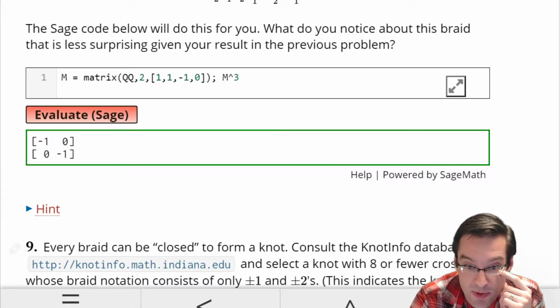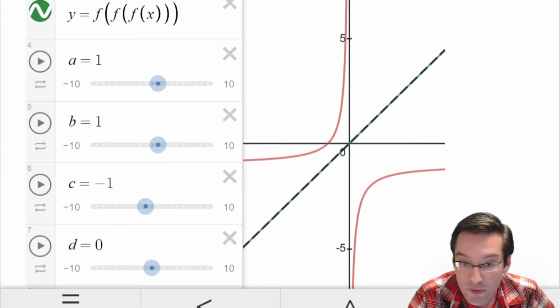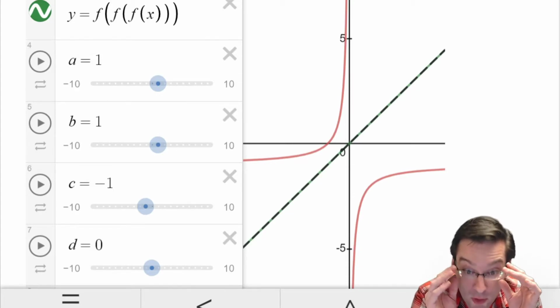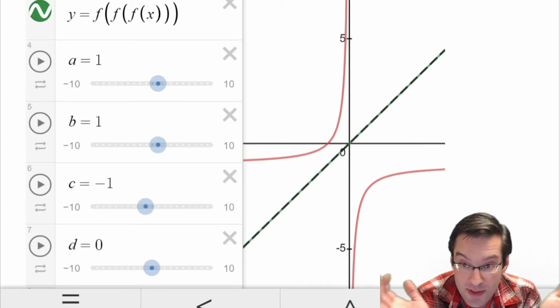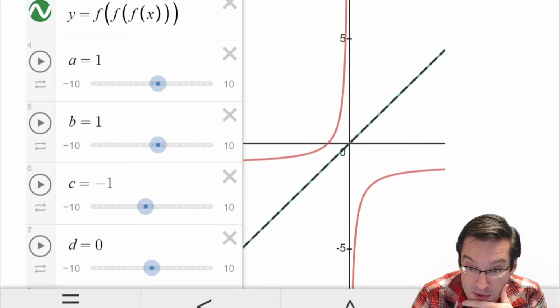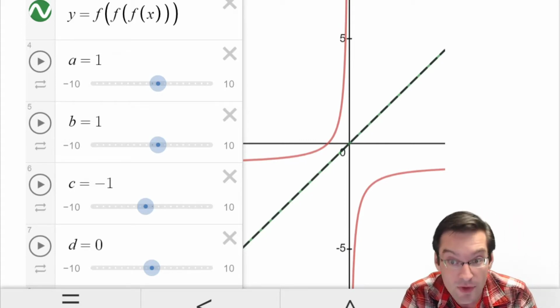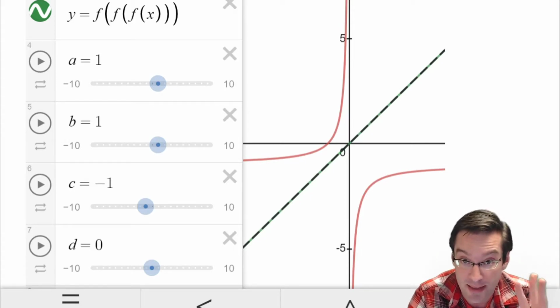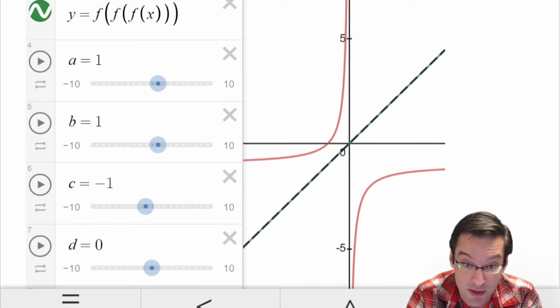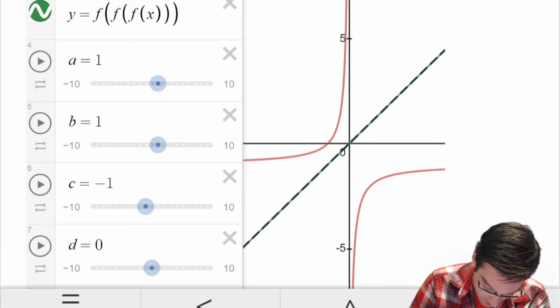So just to play around with this a little bit more, if we play around with our Möbius transformations a little bit more, we can find other examples of Möbius transformations who are not the identity themselves, but whose cube is the identity. So it's a functional cubed root of the identity. Here's an example, 1, 1, minus 1, 0. So I just had my minus sign in the wrong place here.